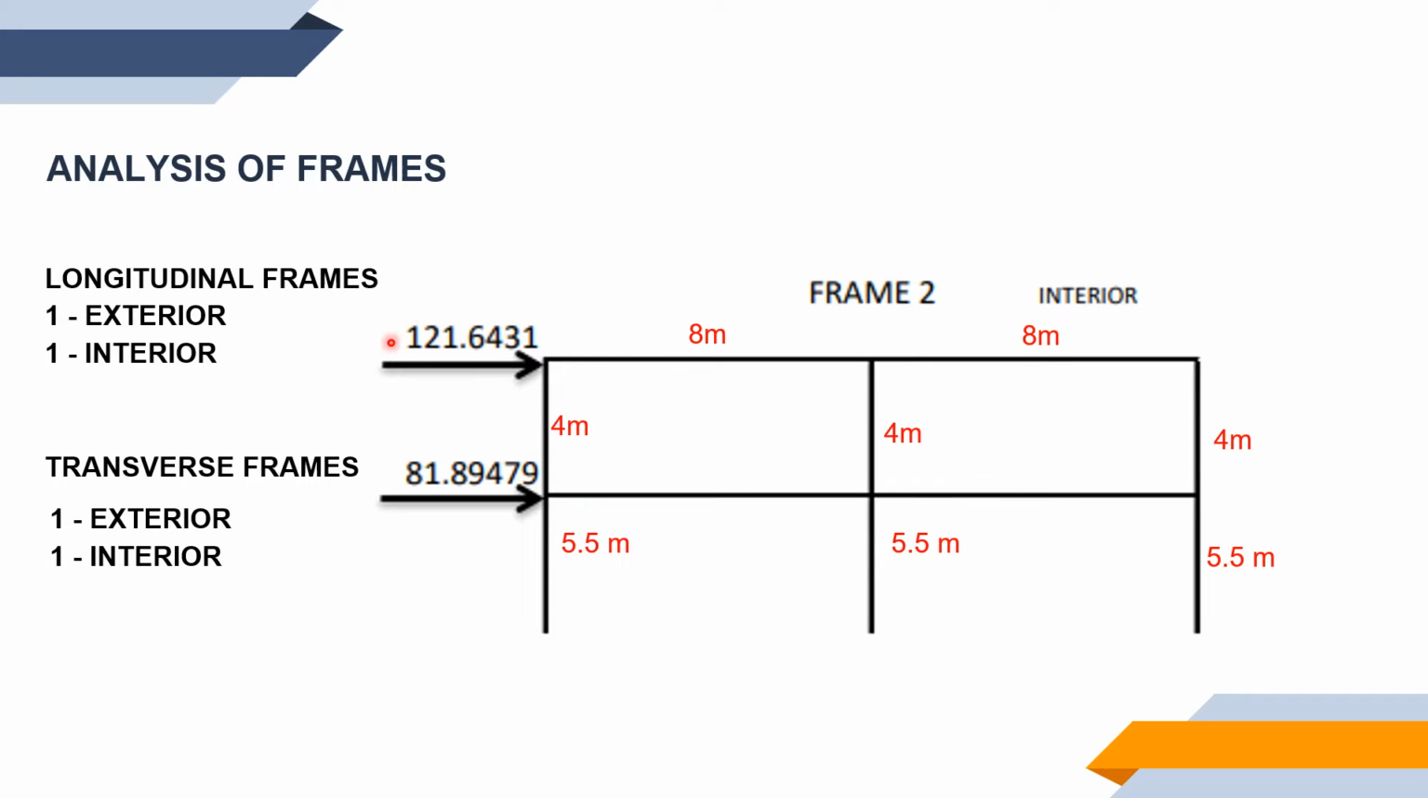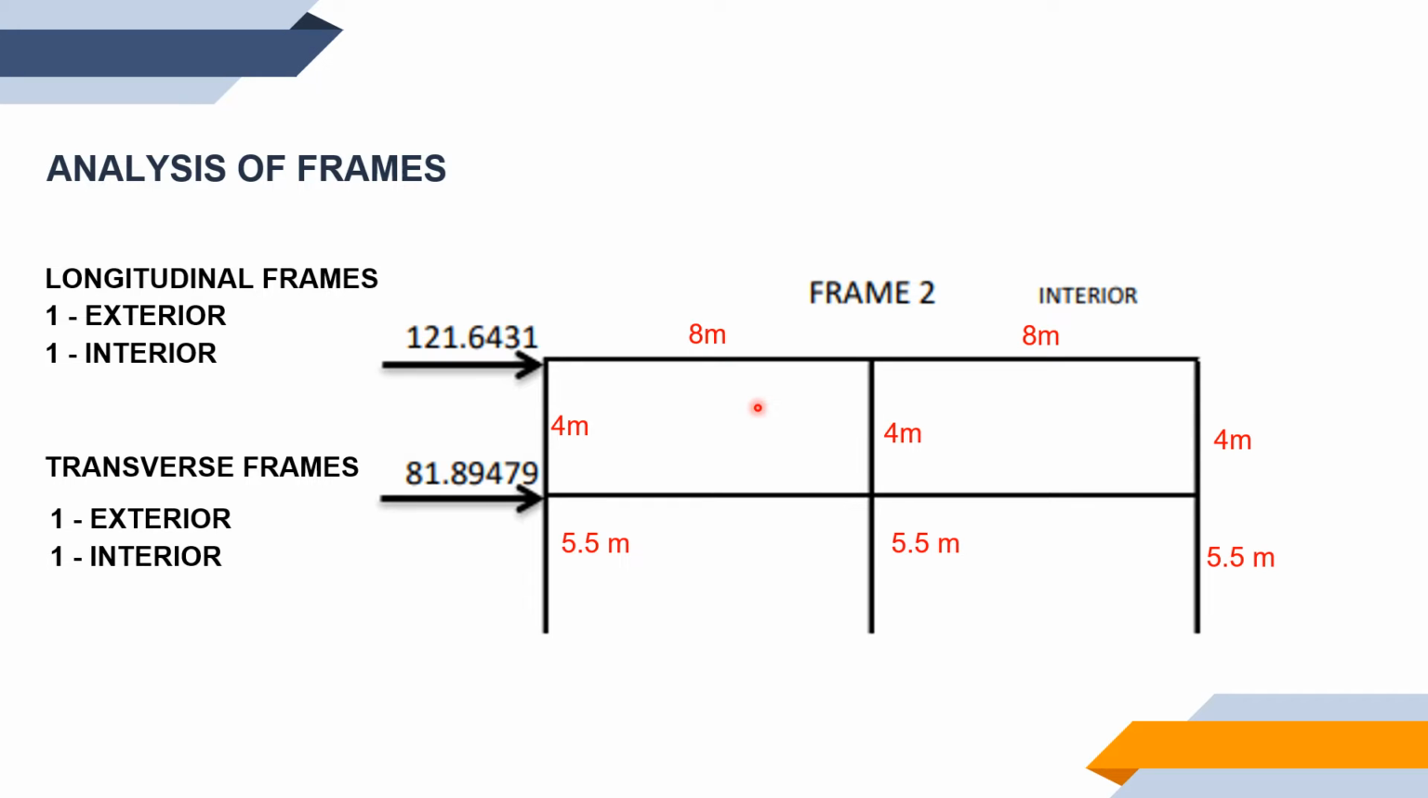And this second story seismic frame loading is equal to 121.64331, and this 81.89479 are what we are going to distribute among all these members of the frame.